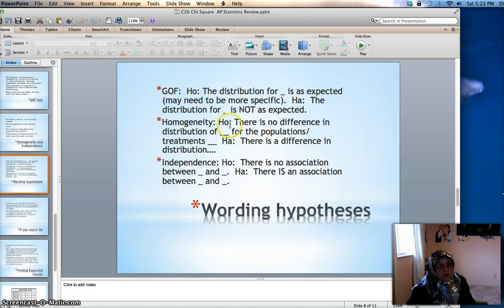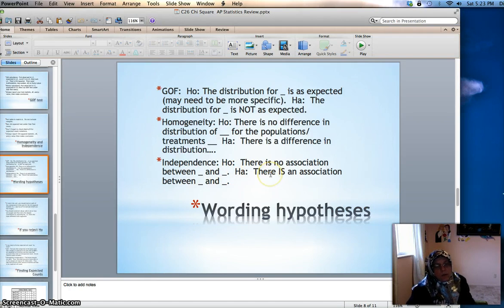Okay, for homogeneity, you would say for your null, there is no difference in the distribution of blank for the population's treatments blank. So for example, there is no difference in the distribution of investments for different age groups. And the alternate would be that there is a difference. And then for the chi-squared test of independence, your null would say there is no association between blank and blank, and your alternate would say there is an association. So, no association between income and education level or something like that.